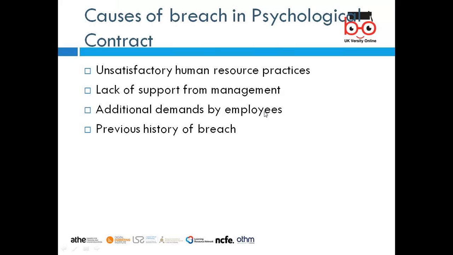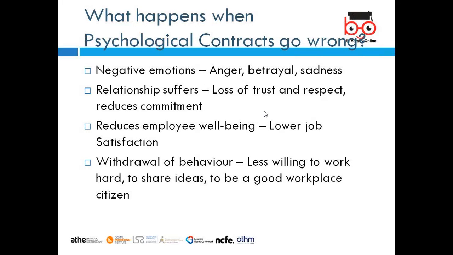What are the causes? Unsatisfactory human resource practices. If human resources does not make clear policies on equality and diversity within our organization, or treat people equally; if there are no clear roles and responsibilities and no proper chain of command, that could be a cause of the breach in the psychological contract. Also lack of support from management, additional demands by employers, and previous history of breaches. All this will lead to breach of the psychological contract.